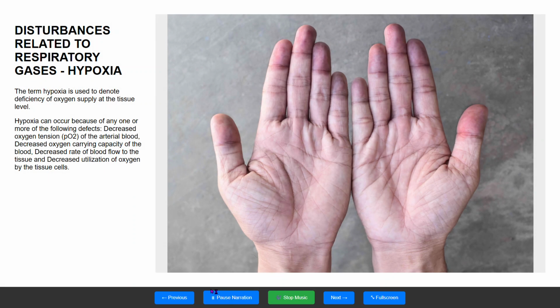The term hypoxia is used to denote deficiency of oxygen supply at the tissue level. Hypoxia can occur because of any one or more of the following defects: decreased oxygen tension, PO2, of the arterial blood, decreased oxygen carrying capacity of the blood, decreased rate of blood flow to the tissue, and decreased utilization of oxygen by the tissue cells.